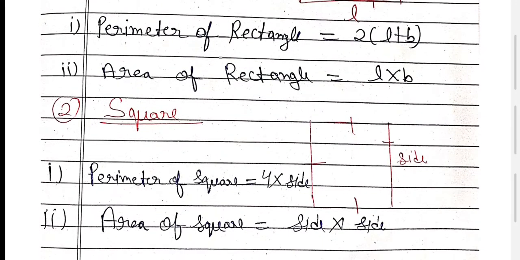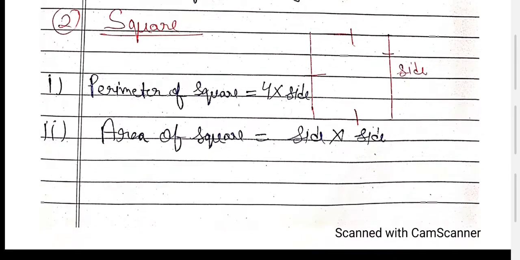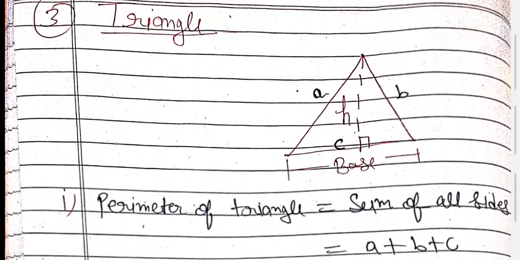Now come to the square. Square has 4 equal sides. So what is the perimeter? Perimeter is 4 into side, and what is the formula of area? Side into side.